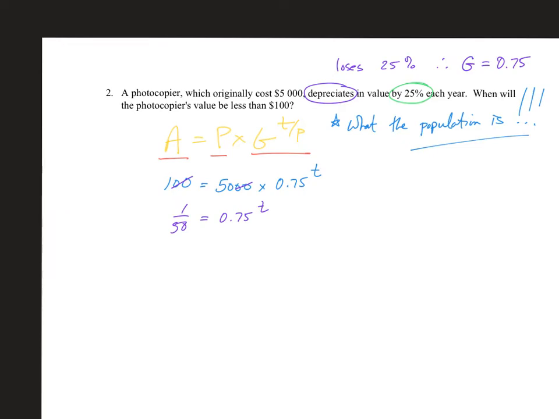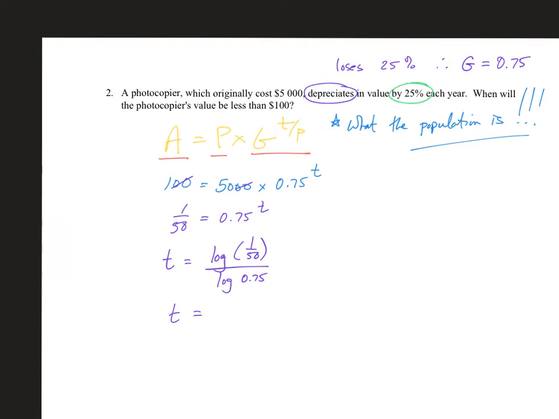So we get to that point. It's pretty difficult to change 1/50th into a power base 0.75, so I'm going to use my logs. So I know that my exponent is going to equal log of the result divided by log of the base. And now we're pushing buttons on that, and we should be good.